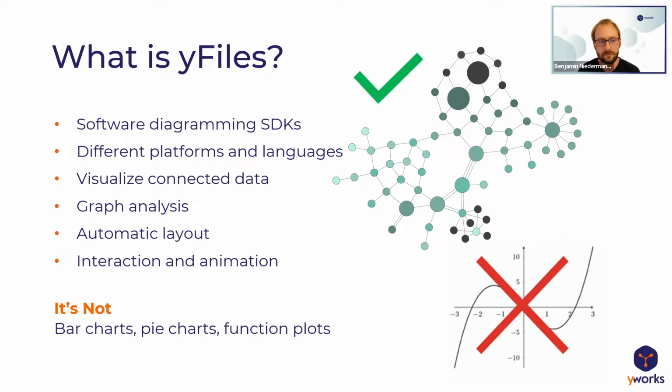So the library is an SDK that can be used, as I already said, on different platforms, for visualizing connected data. When we talk about graphs, we do not mean bar charts, pie charts, or function plots like shown here in the right corner, but we really mean connected data. So we mean networks that consist of nodes, and these nodes are connected with edges. A very simple example is our social networks, where each node is a person, and there's an edge between the nodes when the persons are friends, for example.